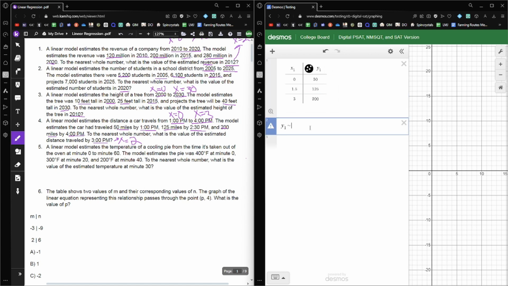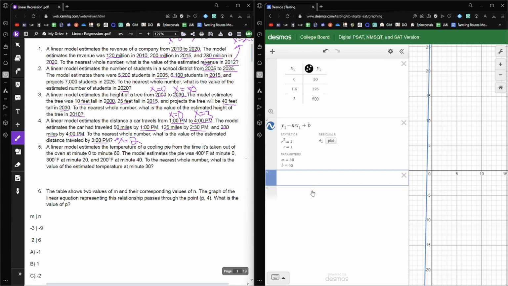Let's move to our regression equation. y1 equals mx1 plus b. Then I'm going to do the f of x thing. f of x equals mx plus b. Then we're going to do f of 2. Then we get the answer is 150 miles. So the car traveled 150 miles by 3 p.m.